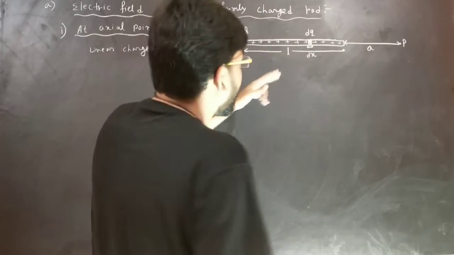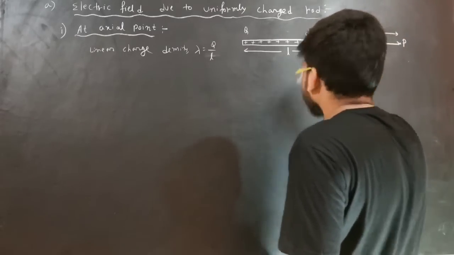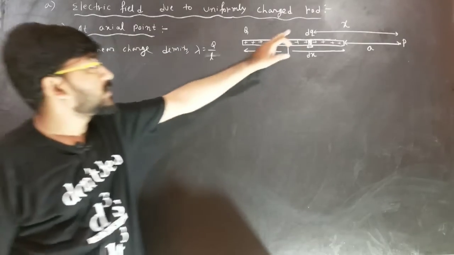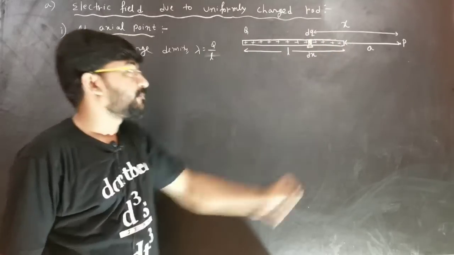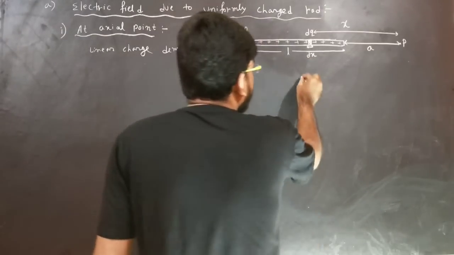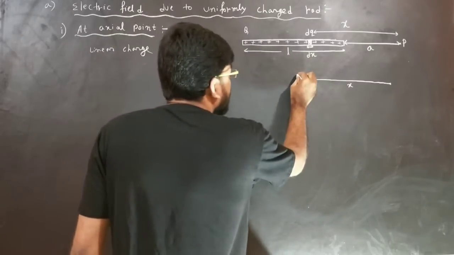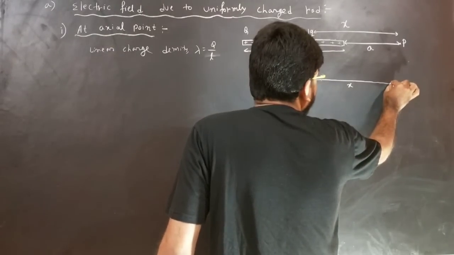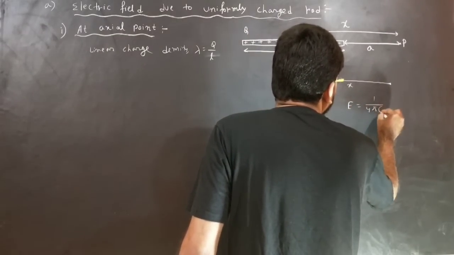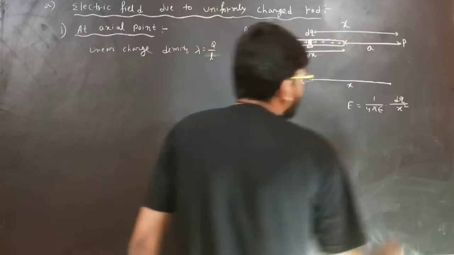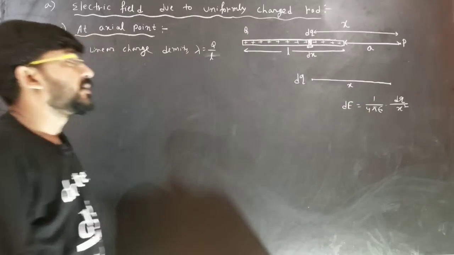Let me take the distance from P to dq as x. Then what will be the electric field due to this point charge dq at this point P? We know the expression for a point charge. If here is a point charge q, at a distance r, or at a distance x, we know the electric field. So instead of q, if we use dq, the electric field at this point P will be the same. For a point charge, E is equal to 1 upon 4 pi epsilon naught into dq upon x square. Here, for this case, it will be dE, not E. Now what will be dq?